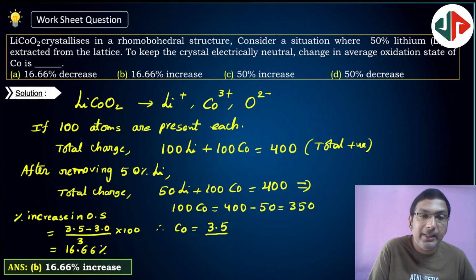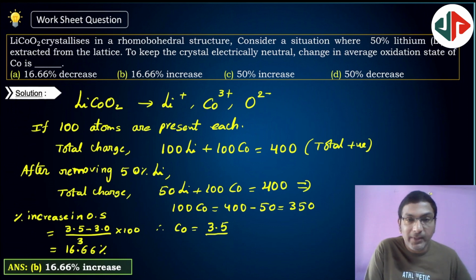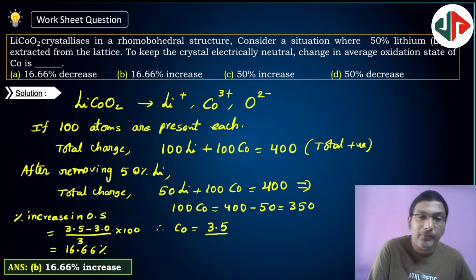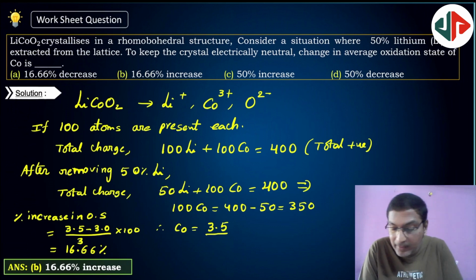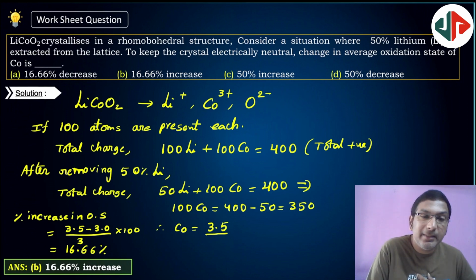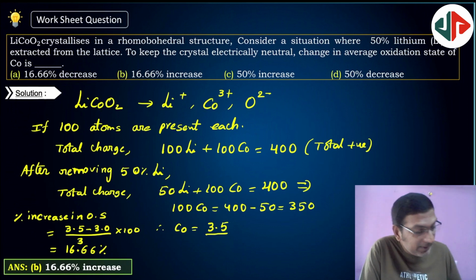See once again, LiCoO2 is given. In that, Li oxidation state plus 1, Co oxidation state plus 3, O minus 2. If 100 atoms of each are present, then 100 into Li plus 100 Co equals 400 total positive charge. After removing 50% of Li, the new oxidation state of cobalt becomes 3.5. Initial 3. Therefore, 16.66% increase in oxidation state is present. That means option B.